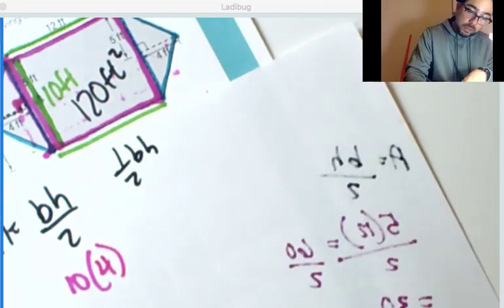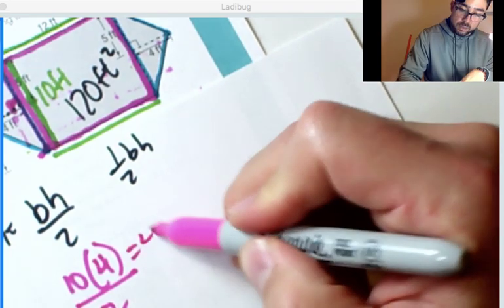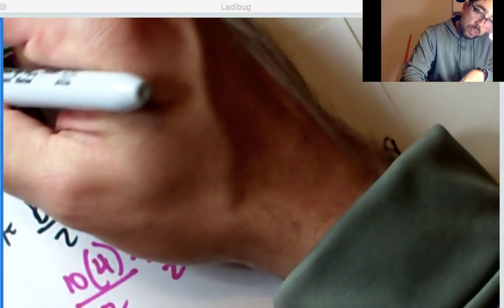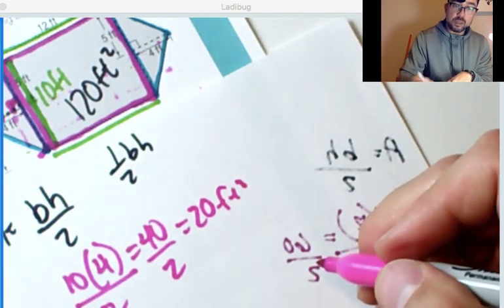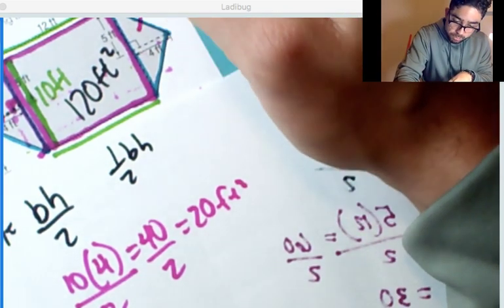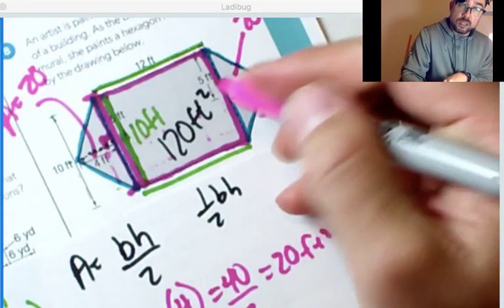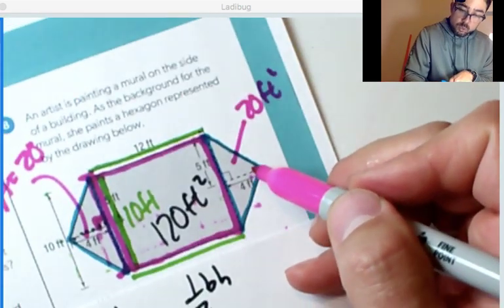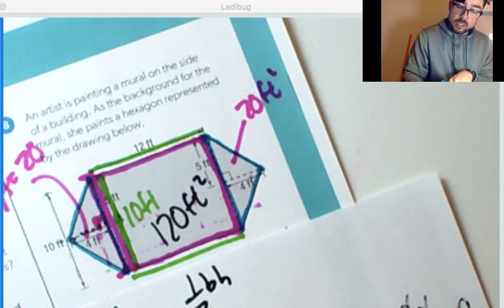10 times 4 divided by 2. Well, 10 times 4 equals 40 divided by 2 equals 20. So I know that the area of one of those is 20 feet squared. So the area of these are 20 feet squared. So there's 2 of these triangles. Each one of these triangles is 20 feet squared because we did base times height divided by 2. 10 times 4 was 40 divided by 2 is 20.